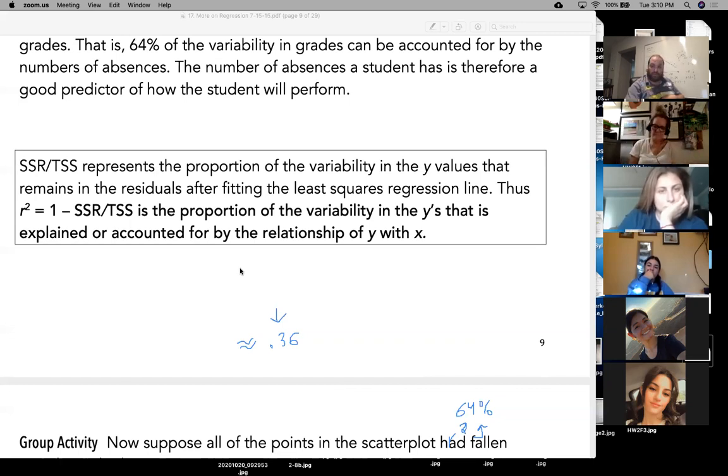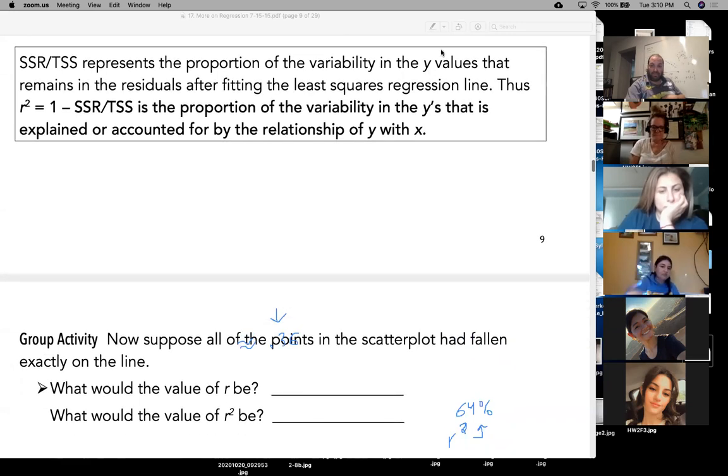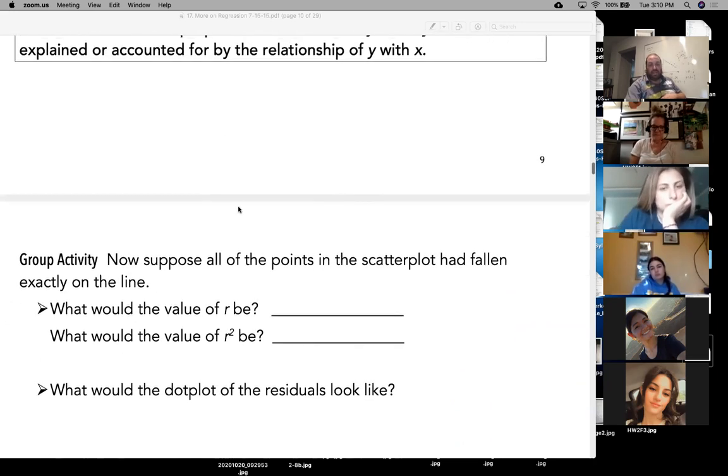Yes, no, maybe so? Kind of? A little bit? Yes, it does. It represents the proportion of the variability that remains in the residuals after the fit. Now, if all of the points had fallen on the line, then what would the value of R be in that case? Well, it had negative correlation, so it would be -1 with an R squared value of +1.